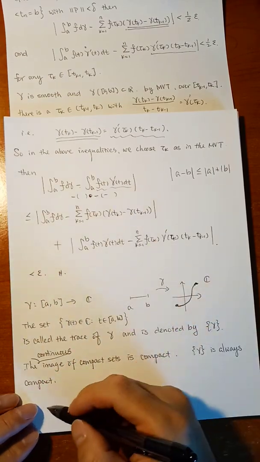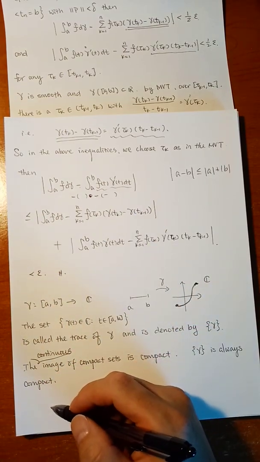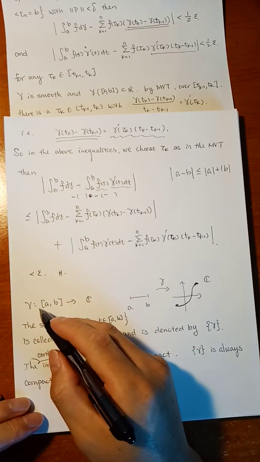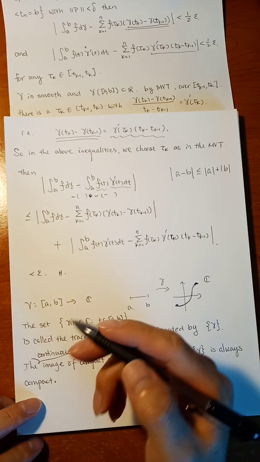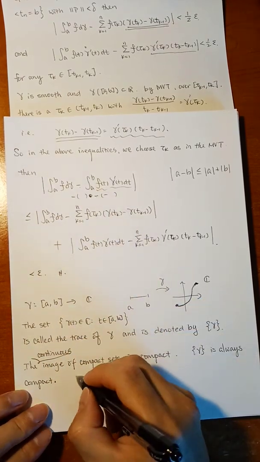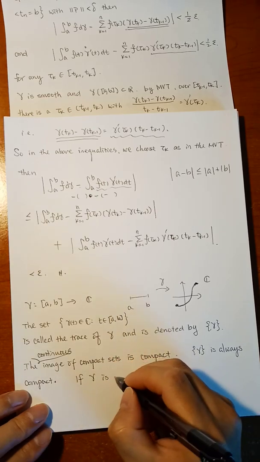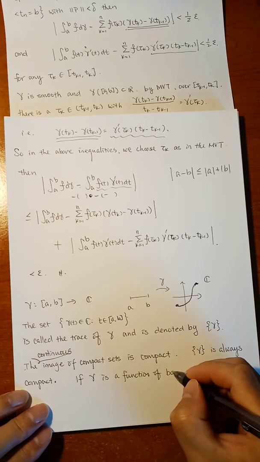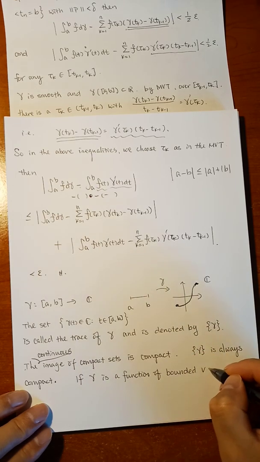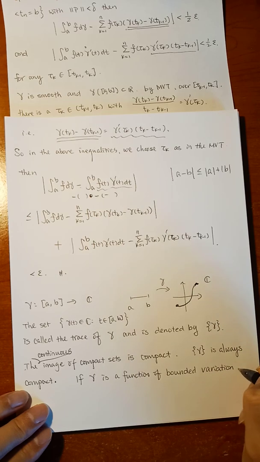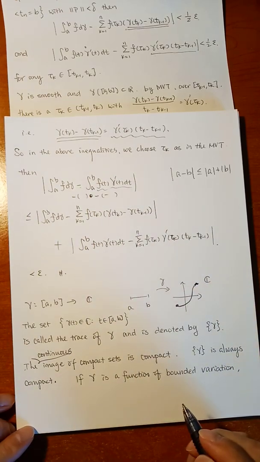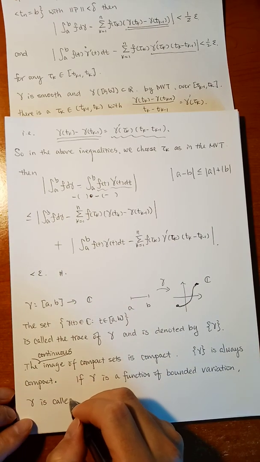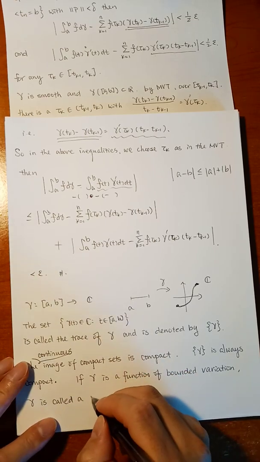In Euclidean space, compact means closed and bounded. And gamma: remember, we noticed that gamma has a property called bounded variation. So if gamma is a function of bounded variation, then gamma is called a rectifiable path.